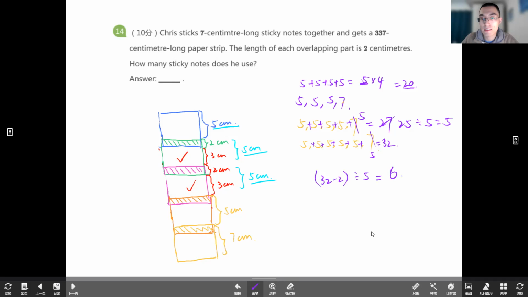Then we can use this pattern we got and do that same operation with this 337 sum. So 337 minus 2. Now we make all of these sticky notes 5 centimeters long, and then divide by 5. That will be 335 divided by 5. This is simple division. You should be able to do this on your own. The quotient is 67, and that tells us we have used 67 sticky notes. That's question number 14.